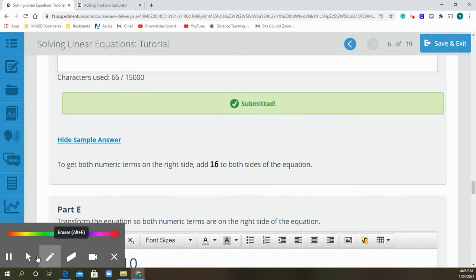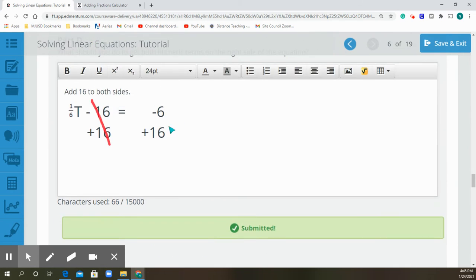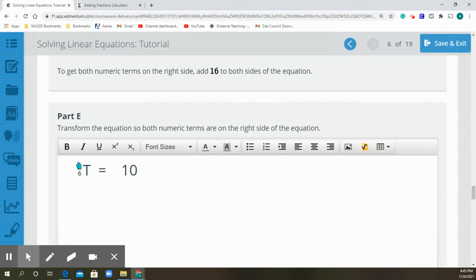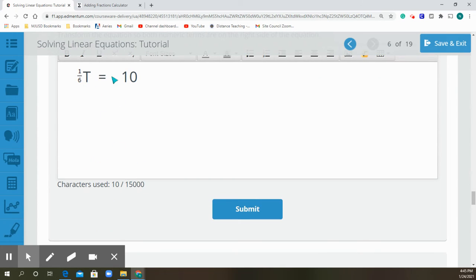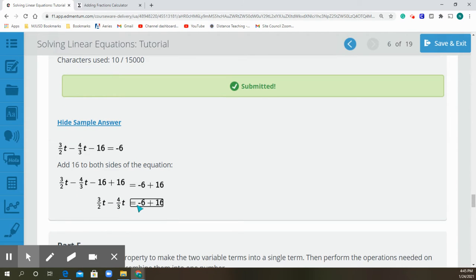The next question says transform the equation so both numeric terms are on the right side of the equation. So negative 6 plus 16 is 10. So now we have 1/6 t equals 10. There's another way they want to do it. They want to show it with all the variables on the one side and all the numbers on the other. So I've just done these steps as we go.